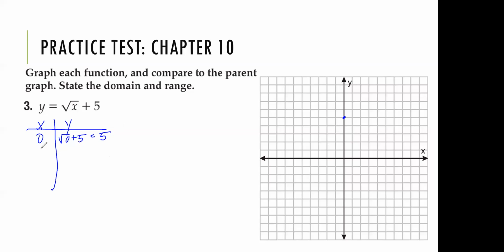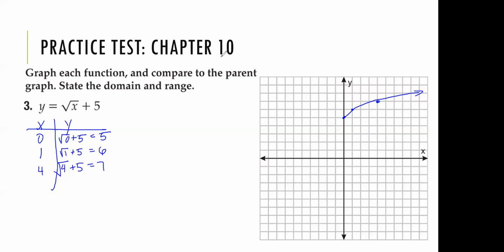And then I'd put in positive 1, because 1 is a perfect square. So that would be the square root of 1, which is 1, plus 5, so that would be 6. So when x is 1, y is 6. And then I wouldn't select 2 or 3. I would pick another perfect square, because the square root of 4 is 2, and 2 plus 5 is equal to 7. So when x is 4, y is equal to 7. So I get a really good idea of what my graph is going to be looking like, okay?